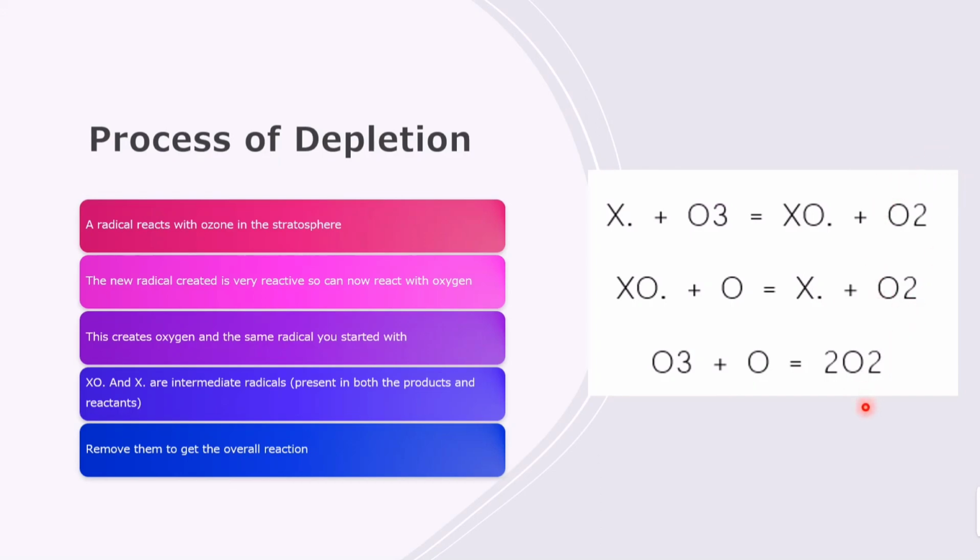So you can see here that we've got a radical reacting with our ozone. It forms a new radical plus a dioxygen molecule, and this new radical can now go to react with an oxygen atom, which forms our original radical and another dioxygen molecule. And it's getting back out this initial radical, this catalyst, that allows this radical to go on to deplete more ozone, to continue this chain reaction, which makes ozone depletion such a dangerous thing.